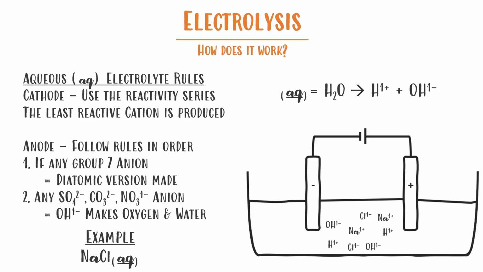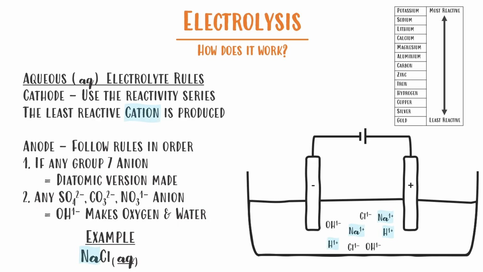Now, the same rules are going to apply. So we'll identify our positive ions and use our reactivity series to help us understand which is the least reactive. In this case, hydrogen is the least reactive ion. So it's going to be attracted to the cathode. And in this case, you're going to get hydrogen ions, which will be reduced in order to produce hydrogen gas.